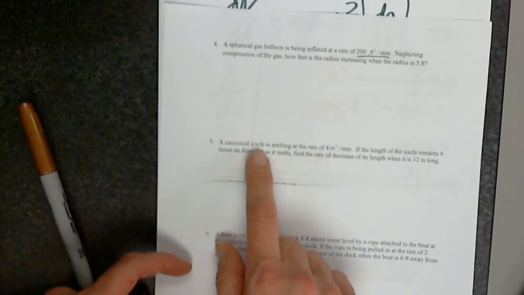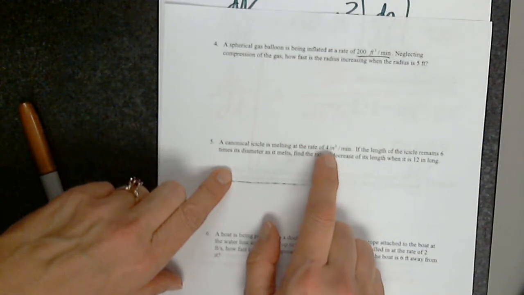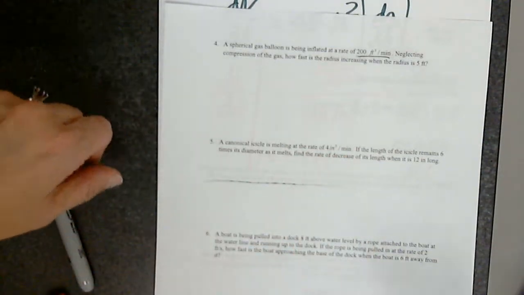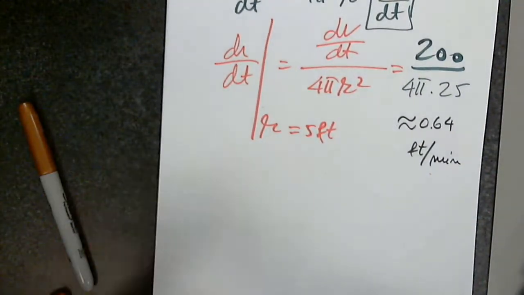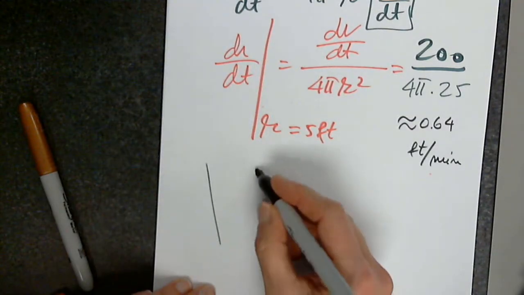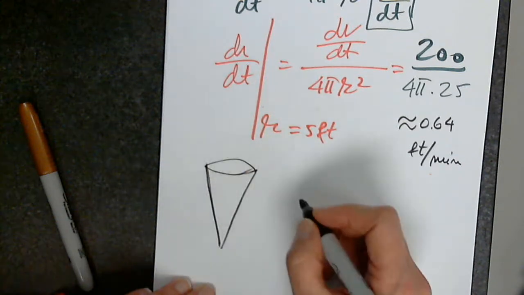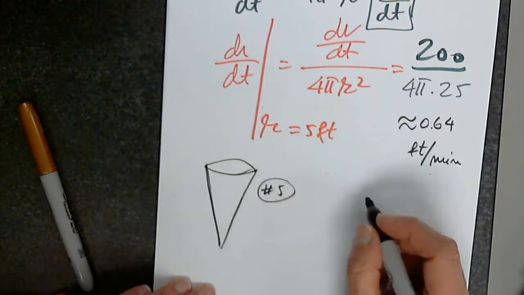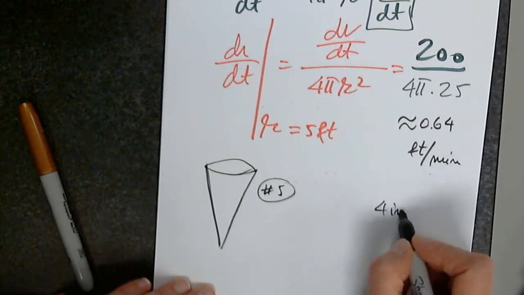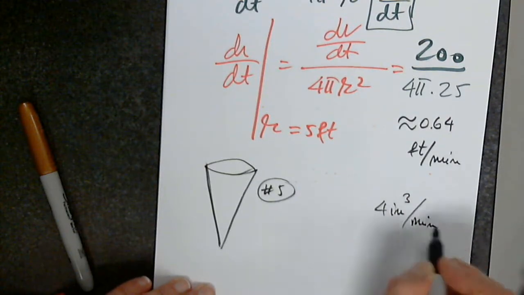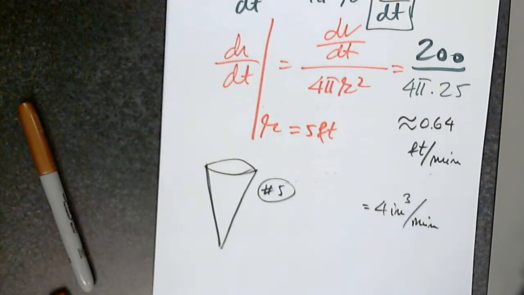A canonical icicle, so it's an inverted cone, right? Inverted cone, is melting at a rate of 4 cubic inches per minute. So what is that? So this is problem 5. So we have 4 cubic inches per minute. What is this? Yes, Tony?